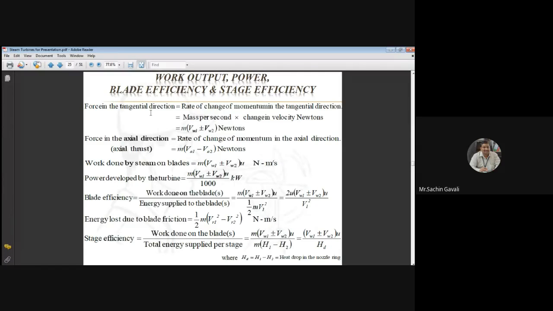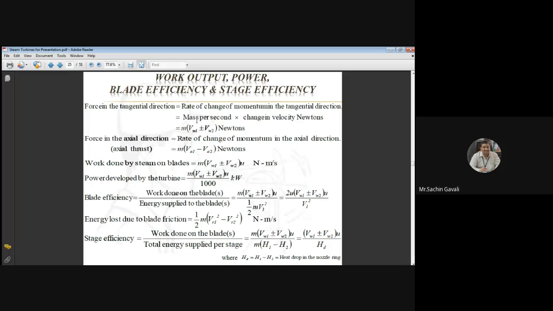Okay. So what is Newton's second law of motion? So force is developed. The rate of change of momentum is nothing but force developed. The tangential components are Vw1 and Vw2. Therefore, force in the tangential direction is equal to rate of change of momentum in the tangential direction. So in the tangential direction the steam is losing its momentum and force is going to be developed.